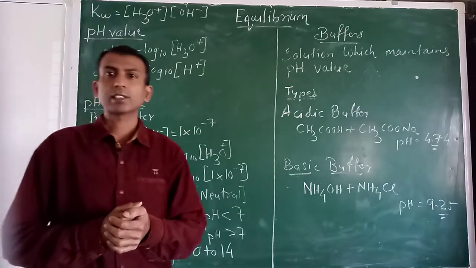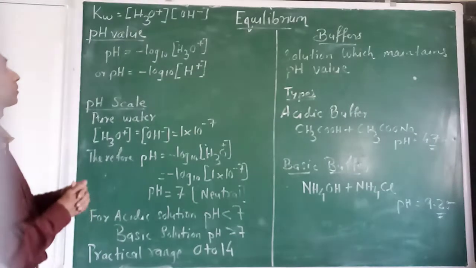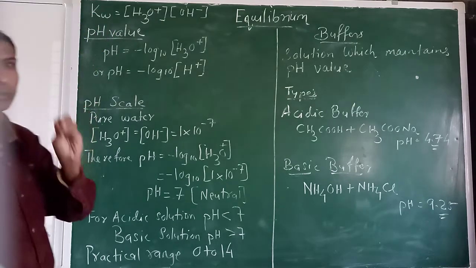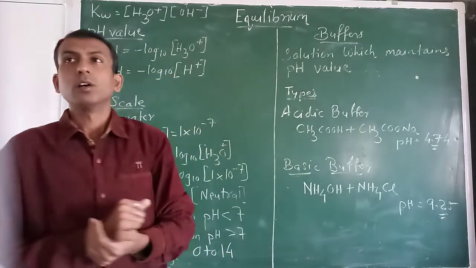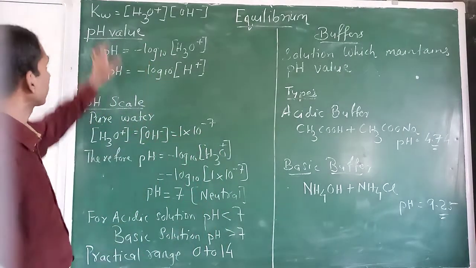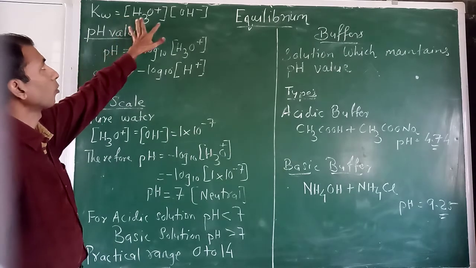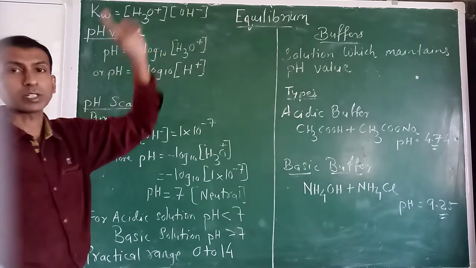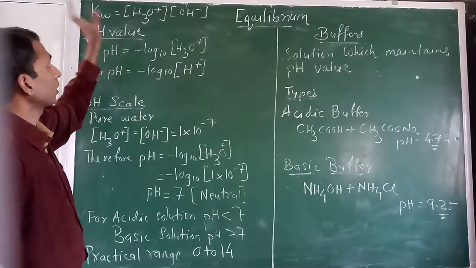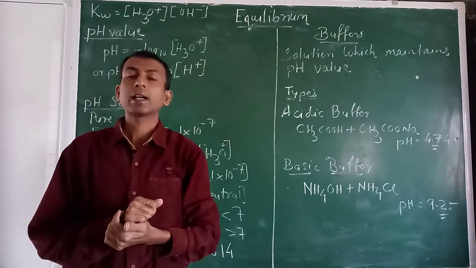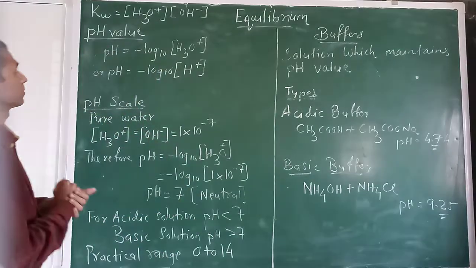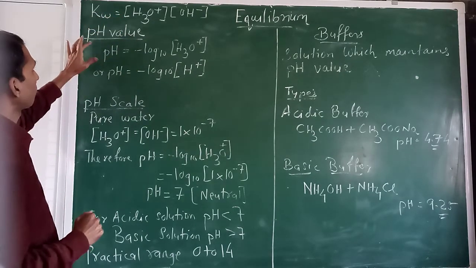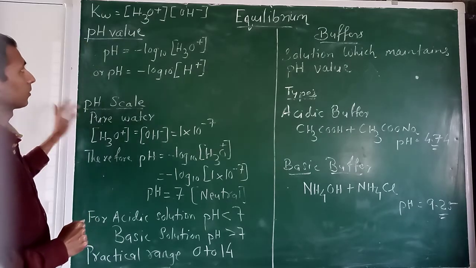So, in our last video lecture, we completed this particular concept of ionic product of water. The ionic product of water is given by the equation Kw is equal to the molar concentration of H3O plus multiplied by the molar concentration of OH minus. So this was the concept, and today we continue with the help of this concept. We'll start with the next concept of pH value and pH scale.